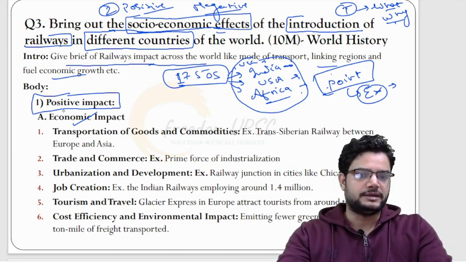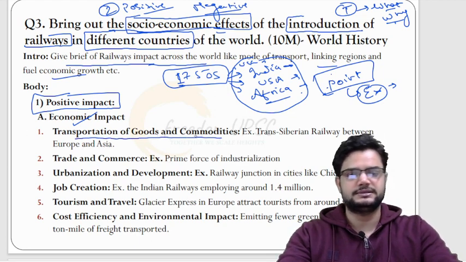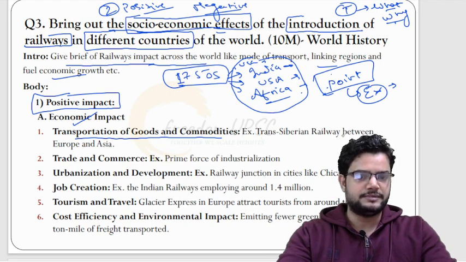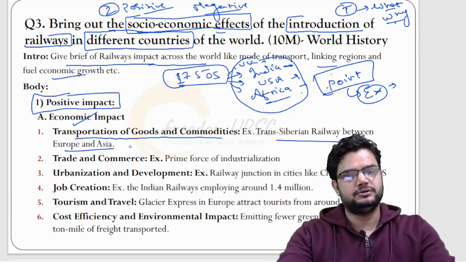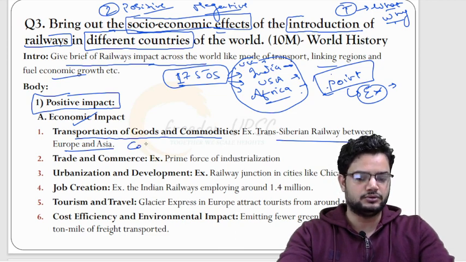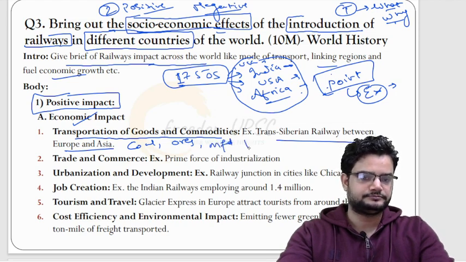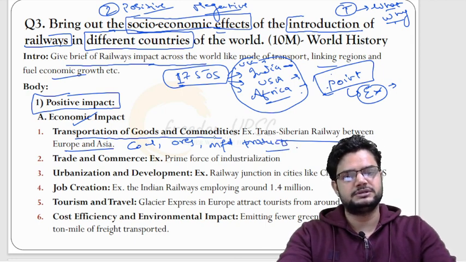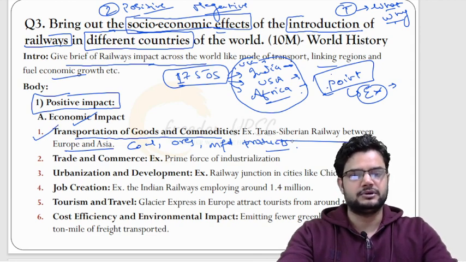Now coming to the economic impact. In economic impact, the first impact is transportation of goods and commodities. You can give an example of the Trans-Siberian Railway between Europe and Asia. Okay. You can also include that it helps in transport of goods like coal, ores, then manufactured products. However, I will suggest that it is a 10 marker question, so you will stick to only whatever I have written here, because there will be no space left if you write even more.